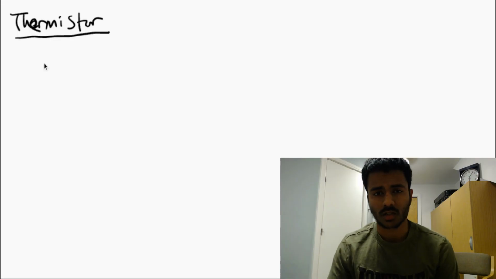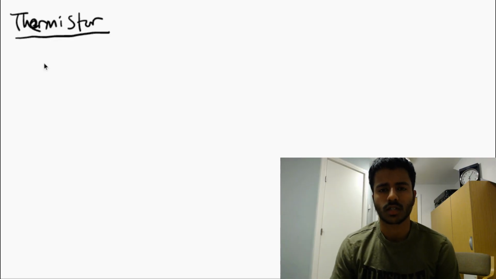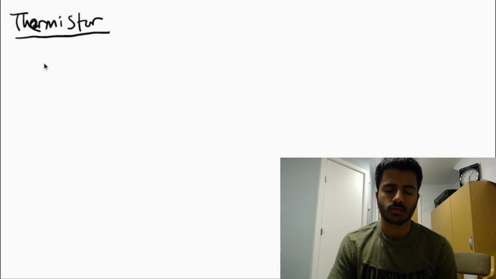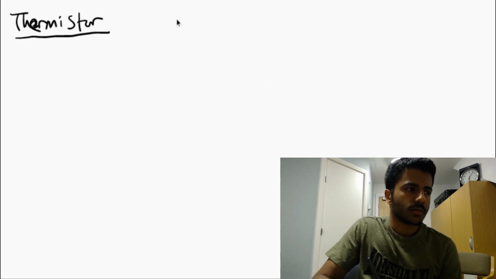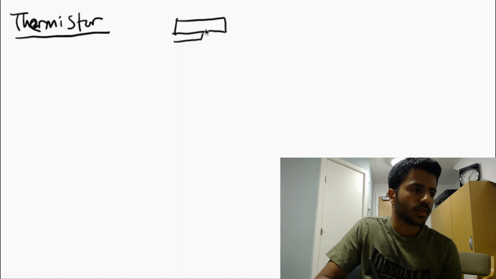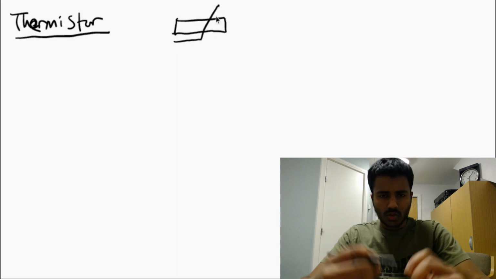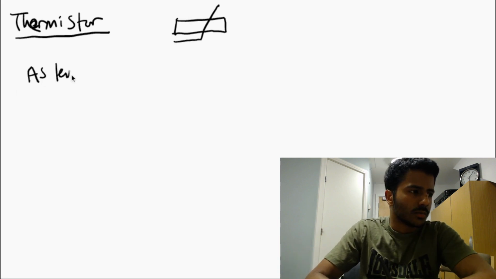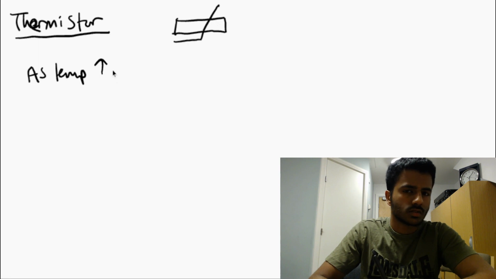Here we're going to be looking at some of the more complex circuit components that you might come across in your exams. The first one is a thermistor, and it's denoted with this sort of circuit symbol. What's special about a thermistor is as temperature increases, its resistance decreases.